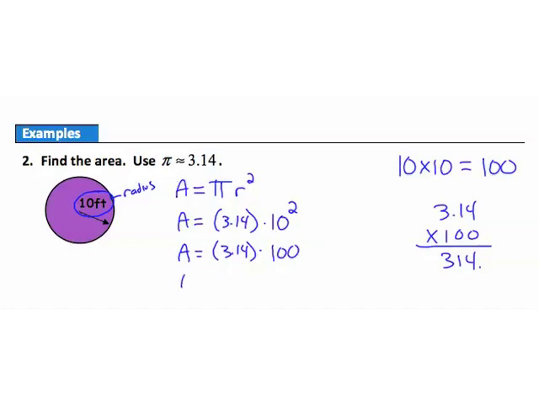So the area of this particular circle is 314, and now we want to indicate that this was a measure of area. Notice we were using feet, so we want to say that our answer is feet squared, or we would want to write square feet. So the area of this particular circle is 314 square feet.